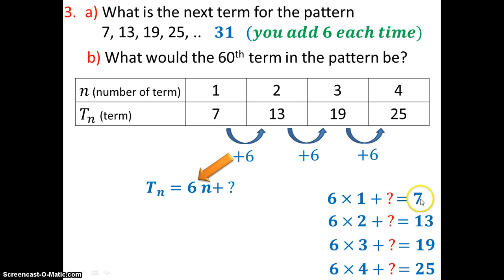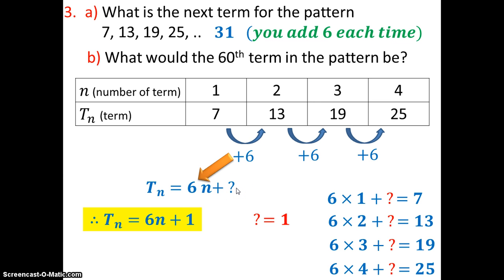What do I need to add on to get 7? I need to add on 1. 6 times 2 is 12 plus 1 is 13, so that works for that one. 6 times 3 is 18 plus 1 is 19. 6 times 4 is 24 plus 1 is 25. So you can see the rule works for each of the pairs in the table. That means this question mark here has a value of 1.